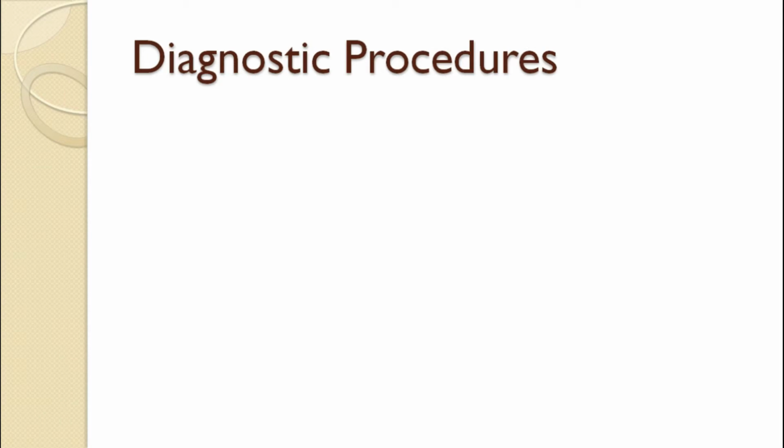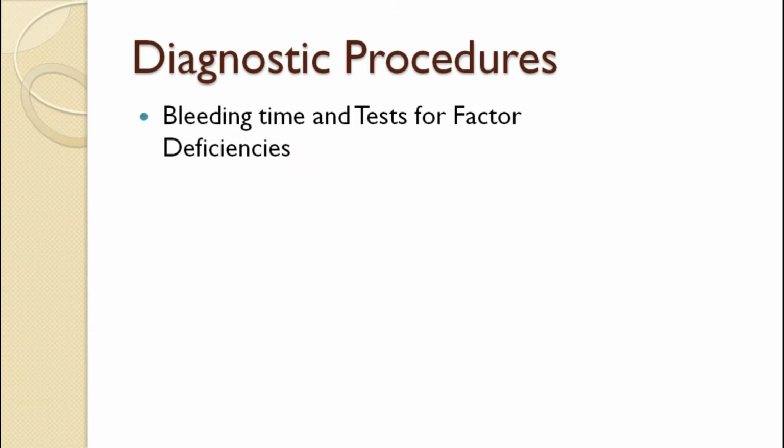Now, for diagnostic procedures. First, we have bleeding time and tests for factor deficiencies. The bleeding time has traditionally been used as a screening test for the presence of a platelet functional defect. If performed carefully in a well-standardized manner, the bleeding time correlates with both platelet number and function.